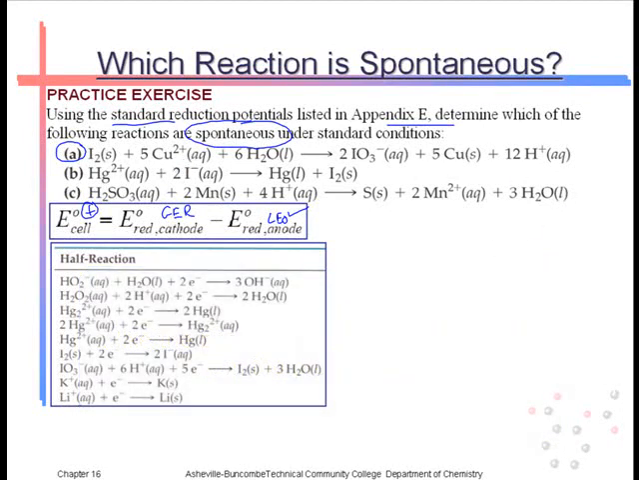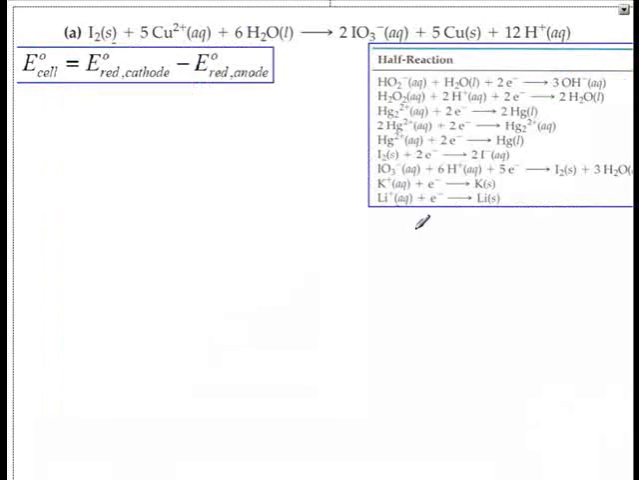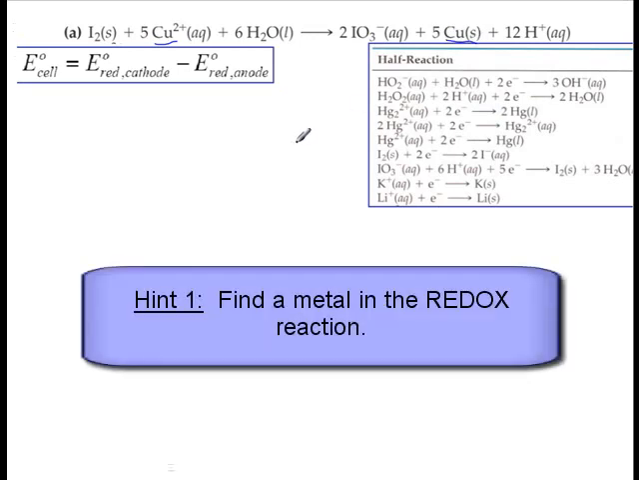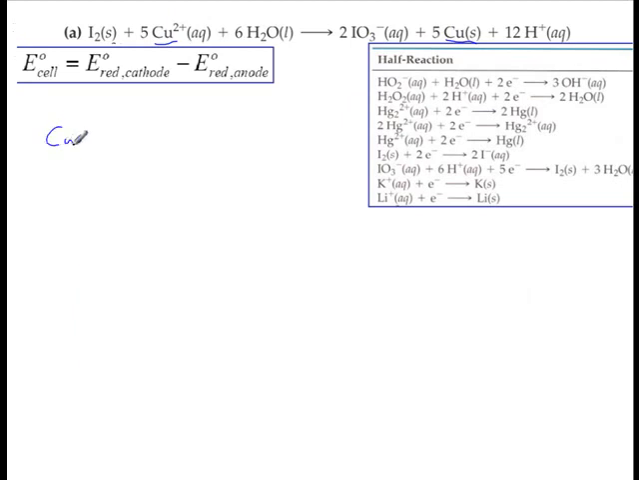Okay, let's break this down. I need more room than what that PowerPoint gives me. Now, when you look at one of these redox reactions, this one is already balanced. What I would recommend doing, and what I do, is focus in on what's happening with a particular metal. That's usually the easiest thing for me to spot, and I see very clearly that the copper is being reduced here. It's gaining the electrons.